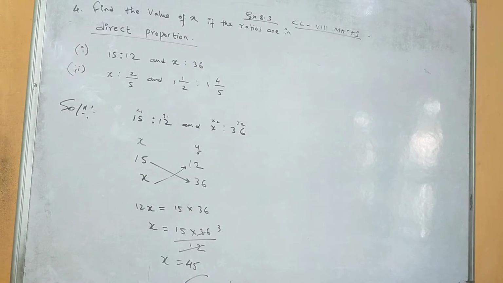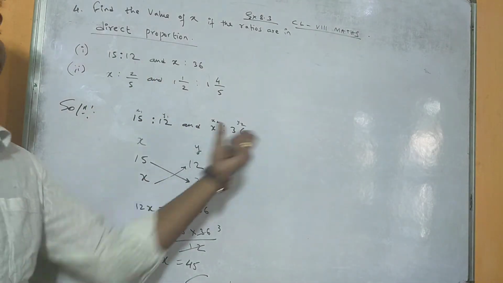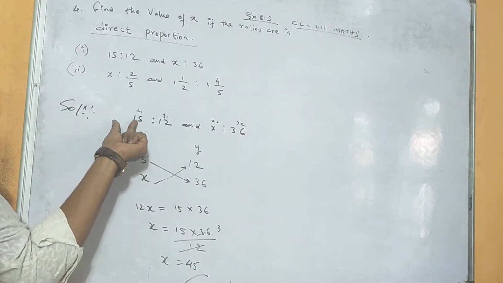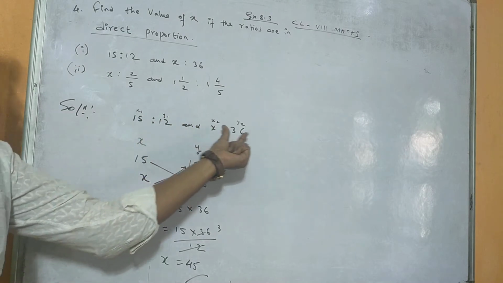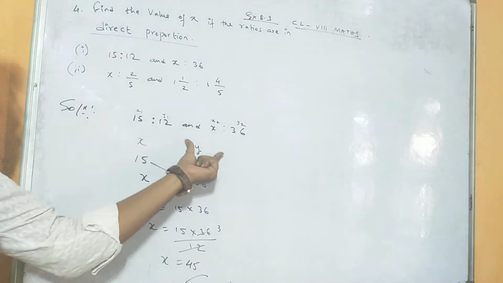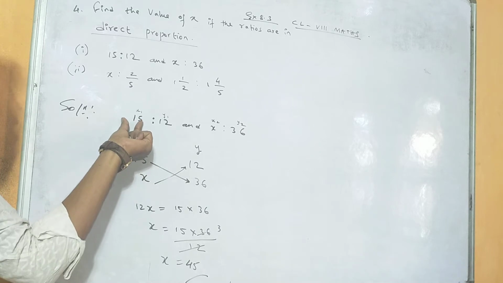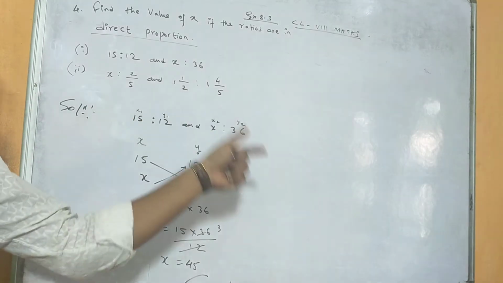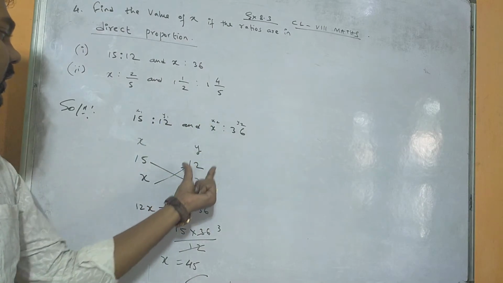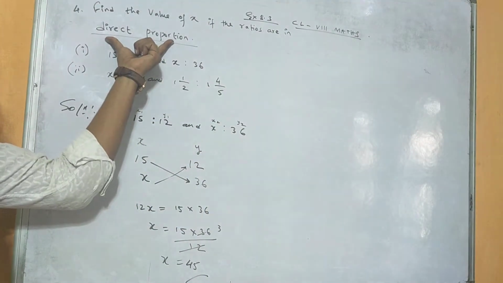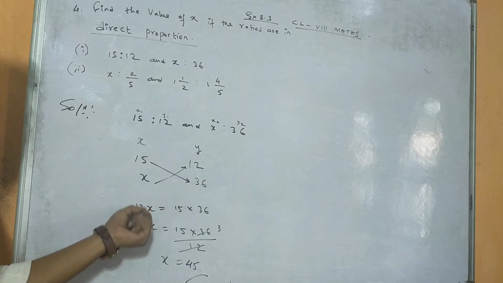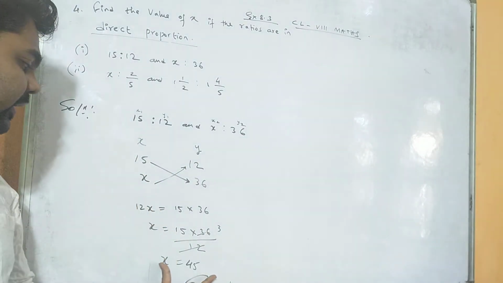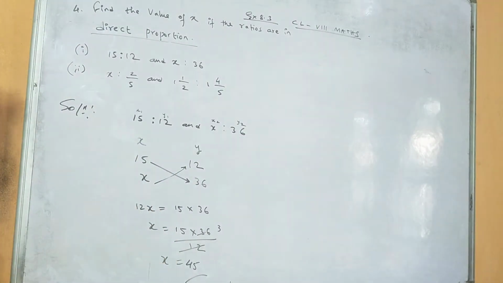So what I have done here, you see question number 1, I have noted down as it is. And the first numbers I have marked as x1, y1. This is x2 and y2. Then we write x and y, and under the column of x, we write the first values, that is 15 and x. In the second column, we write 12 and 36. Now, as it is a direct proportion, we need to cross multiply. On doing so, we will get the value of x. This is our required answer.